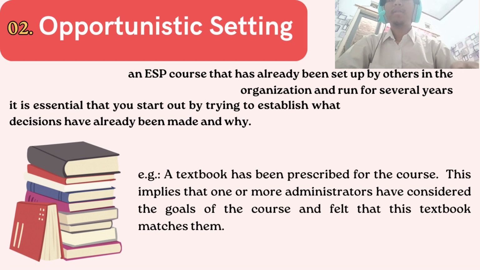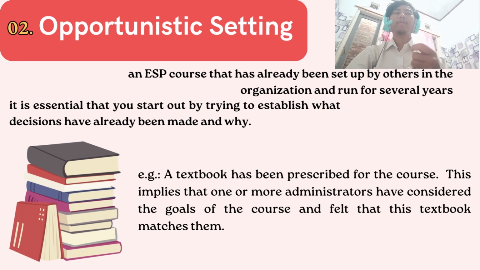So, if you find yourself in this opportunistic setting in the future, then it is essential that you start out by trying to establish what decisions have already been made and why. For example, a textbook has been prescribed for the course, and this implies that one or more administrators have considered the goals of the course and felt that this textbook has matched them. If so, what are those goals and what are the learners' needs on which these goals are based?